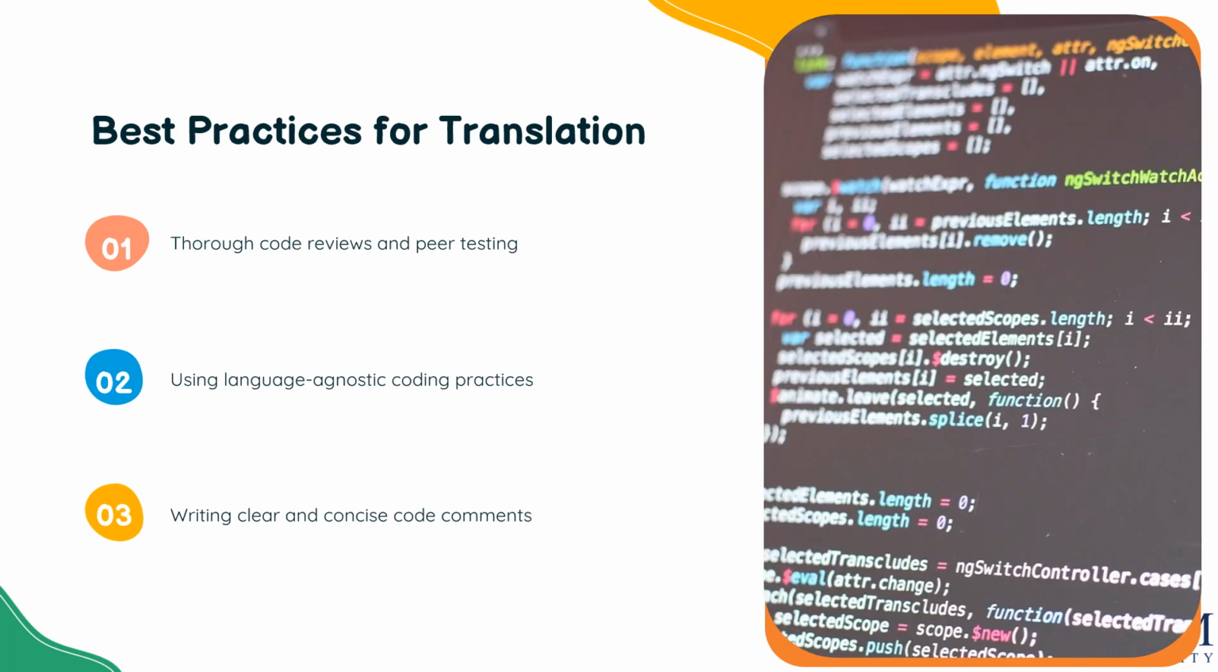Now, what are the best practices for translation? Thorough code review, then peer testing, strictly analyzing each and every line of code, then using language agnostic coding practice, and writing clear and concise code comments. This you already know and we have already discussed.